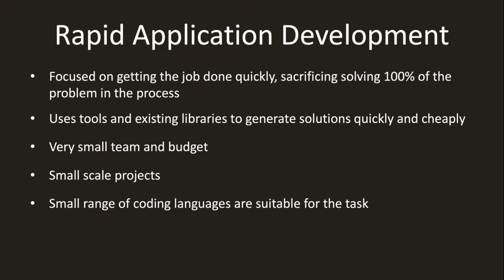Very small team, a small budget, small-scale projects. And you are limited by the number of languages that are actually suitable to this. So back in the day, before about 2005, you would use Visual Basic for a lot of these things because it integrates with Microsoft Office and a lot of other things. C# can do this, Python can do this. You find that a lot of web applications are actually done in a RAD sort of way, using pre-existing libraries like Bootstrap for all of the layout and everything else, and then you just write some code that makes that do something.